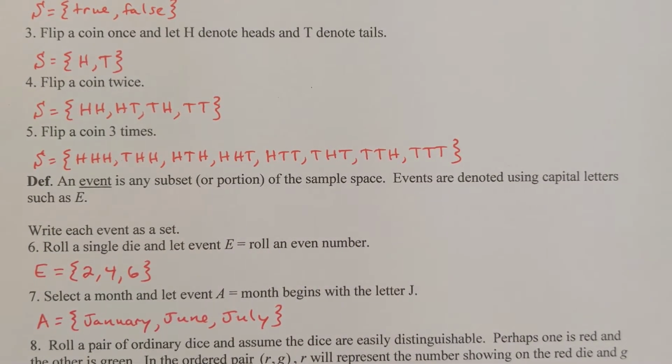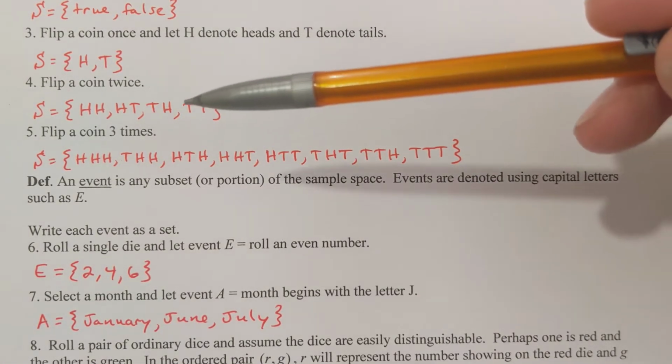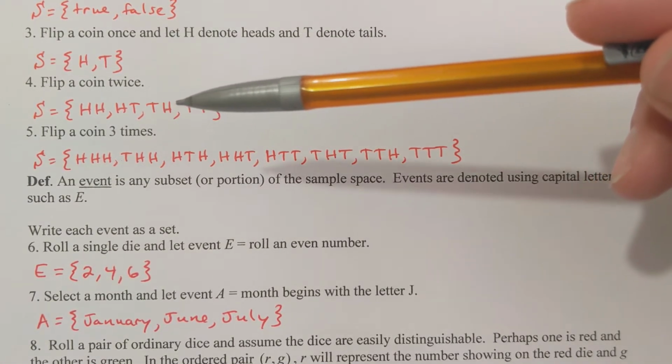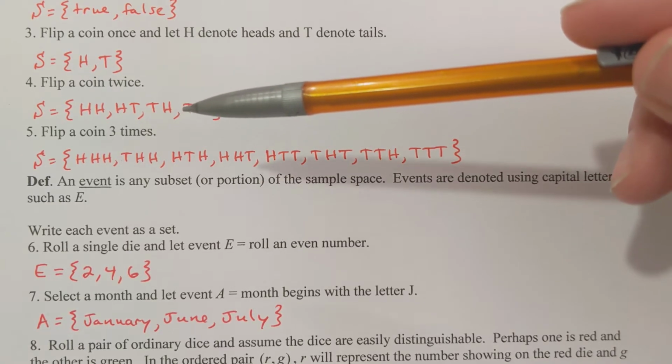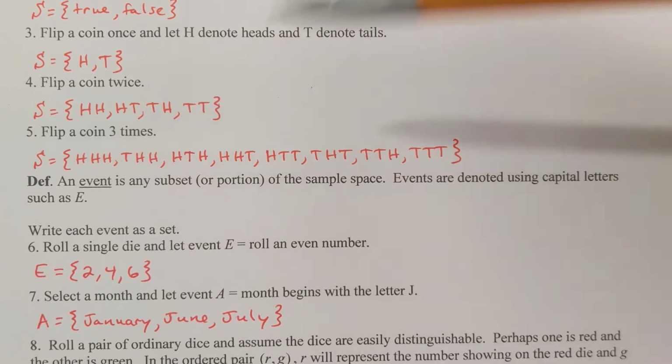What if I flip a coin twice? What are the outcomes there? Well, you can get heads first and heads second, or heads first and tails second, or tails first and then heads second, or both flips could be tails. Then close up the set.